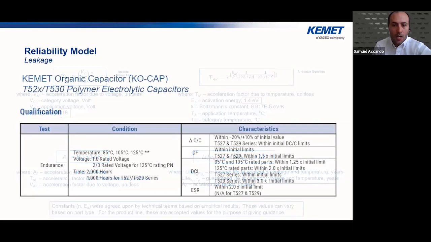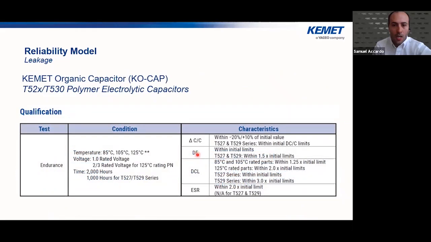So when we look at the data sheet, for the example that we're going to use on the next slide, we're looking at KEMET's T520 series, which has a test time of 2,000 hours at 105 degrees C. And what we see is that for leakage, as long as it's within 1.25 times its initial limit, it's still essentially a capacitor within its specification. We do have other specifications, such as the change in capacitance, dissipation factor, and ESR.